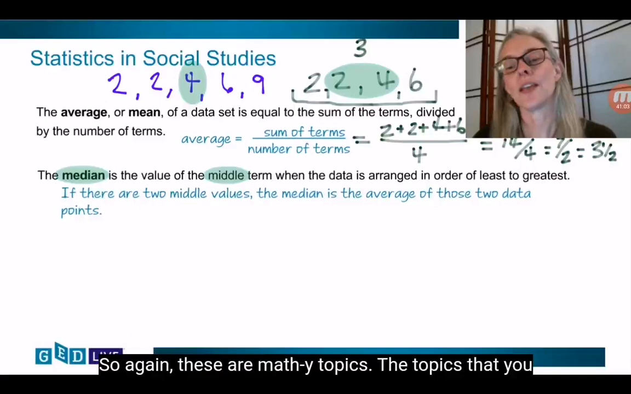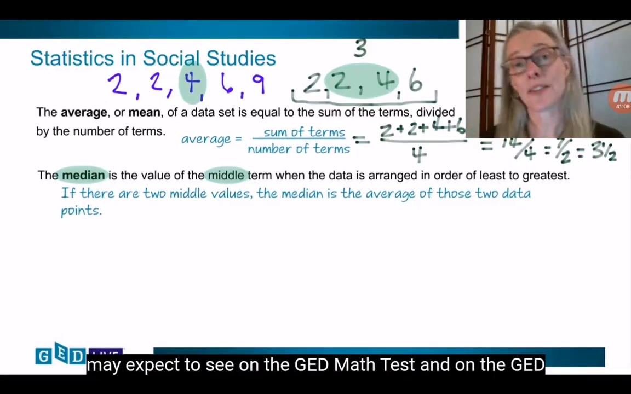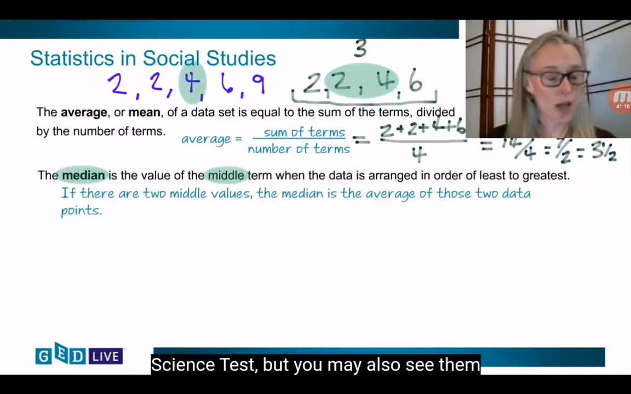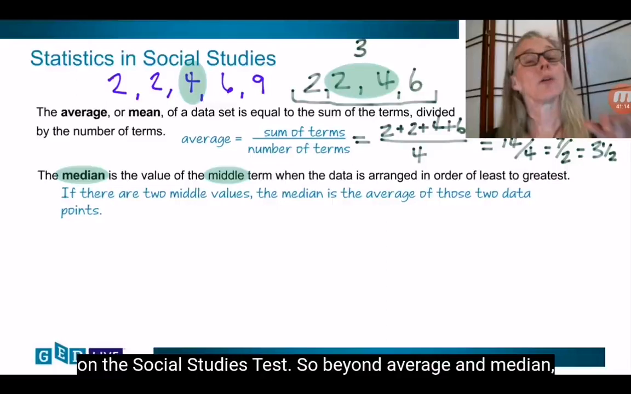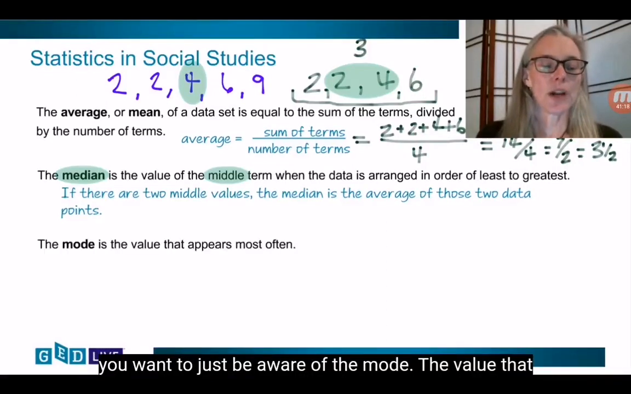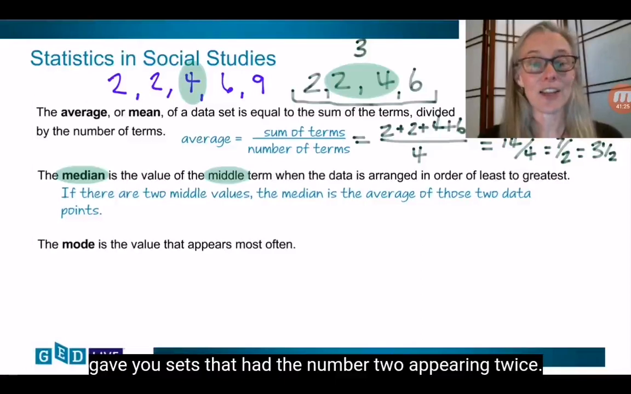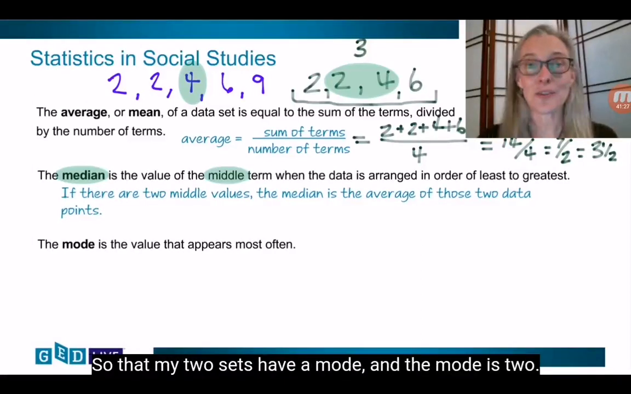Okay. So again, these are mathy topics. They're topics that you may expect to see on the GED math test and on the GED science test, but you may also see them on the social studies test. So beyond average and median, you want to just be aware of the mode, the value that appears most often. I deliberately gave you sets that had the number 2 appearing twice, so that my two sets have a mode, and the mode is 2.